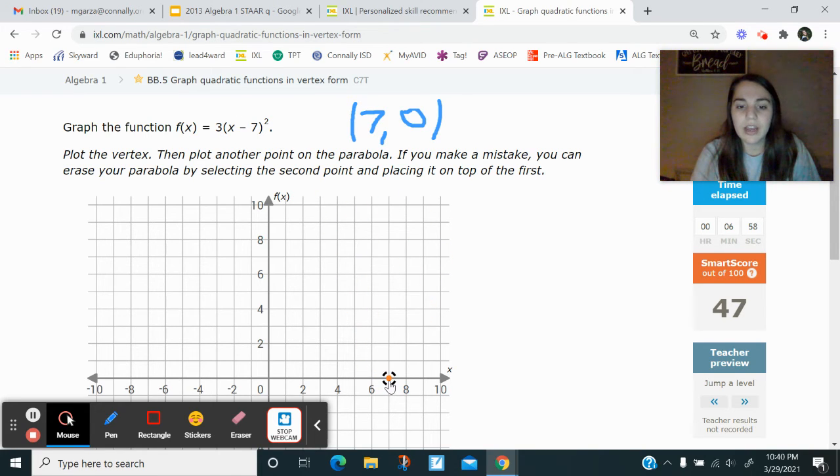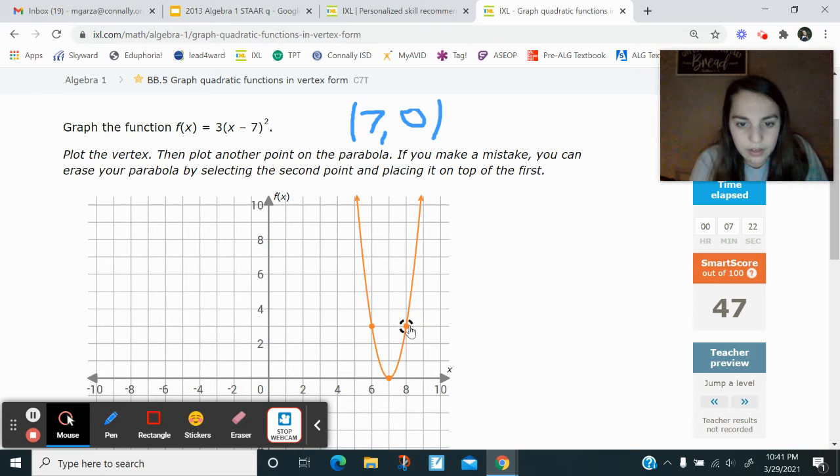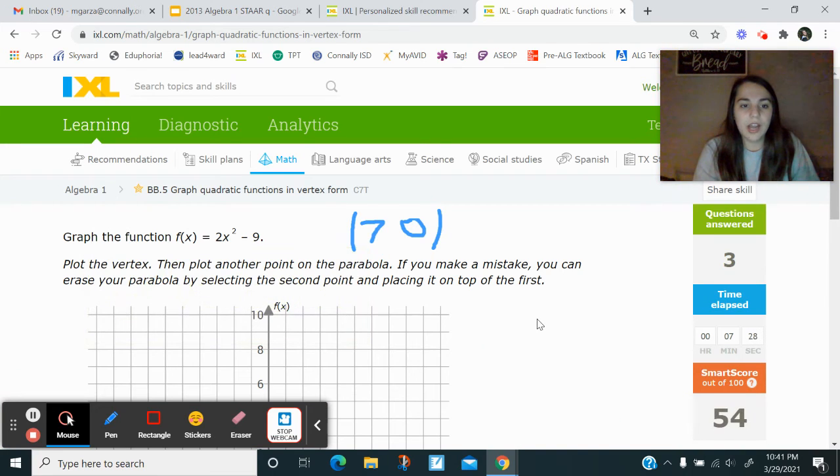So I'm going to try this one. I'm going to try 6, just because it's close. 6 minus 7, or let's do 8, just so we don't have negative numbers. 8 minus 7 is 1. 1 squared is 1. 3 times 1 is 3. So that means that this one is going to go right up here to the 3. Oh, did I put it at the 3? I did put it at 3, but I went a little too far. And then I submit. Got it.